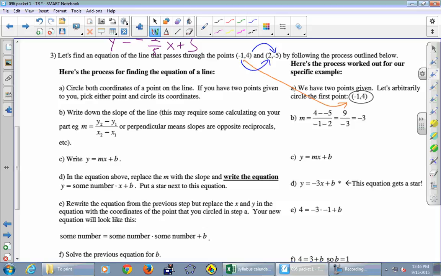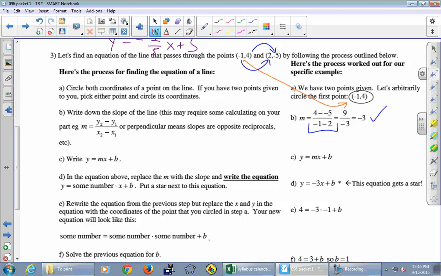-1 minus 2, right? Just be consistent. So there it is right here. 4 minus -5 over -1 minus 2. So we do the calculation and we get the slope is -3. Good? That's old. Then it says write y equals mx plus b.